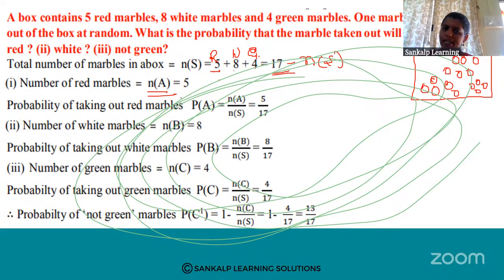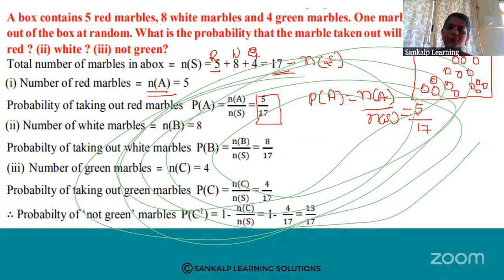Next, the probability of taking out a red marble, that is P(A), is equal to n(A) divided by n(S). This is the number of favorable outcomes divided by the total number of outcomes. The favorable outcome is 5. The total number of outcomes is 17. That means 5 divided by 17 is the probability of taking a red marble.